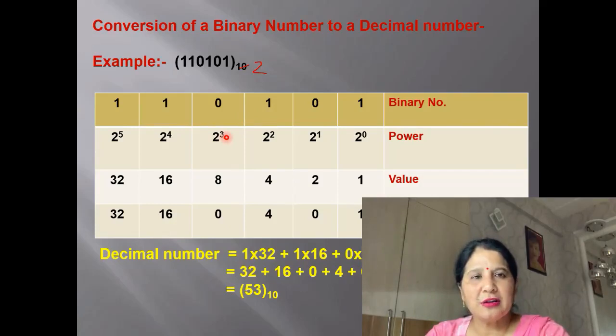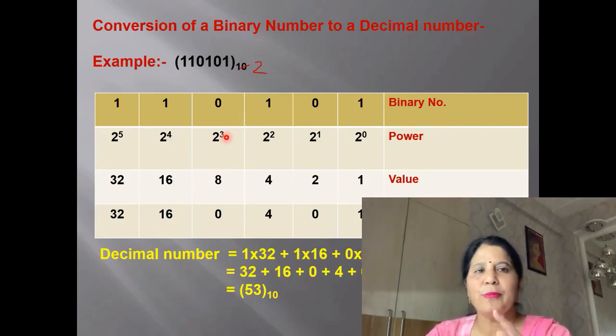Now 2 power 3 means we will multiply 2 by 2, 3 times. 3 times means 2 multiply 2 multiply 2. So 2 multiply 2 multiply 2 means 2 2s are 4 and 4 2s are 8. Now the value will be 8 here.